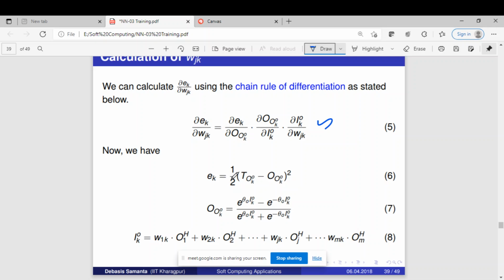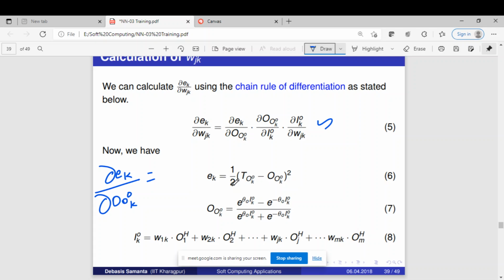Right. Fine. Now could you tell me how will you differentiate this? What is dou E_k with respect to dou O_k? When you differentiate this equation with respect to the observed output of the kth neuron of the output layer, what will you get? No, differentiate this equation. We can directly differentiate this.